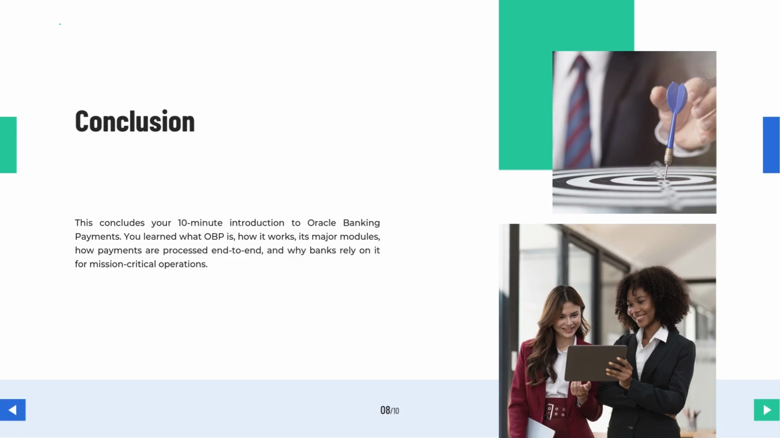This concludes your introduction to Oracle Banking Payments. You now understand what OBP is, how it works, and why banks depend on it for secure and efficient payment processing.